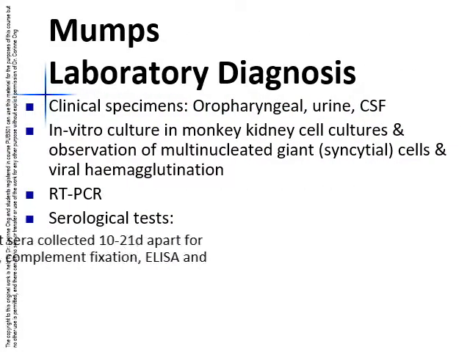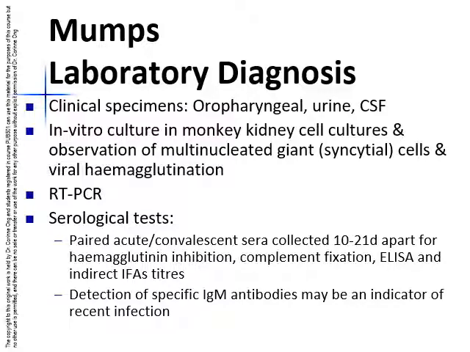Clinical specimens can be oropharyngeal, urine, or cerebrospinal specimens. These specimens are cultured in monkey kidney cell lines that are then observed for multinucleated giant cells and viral hemagglutination. Reverse transcription PCR can also be used, as well as serological tests, such as hemagglutinin inhibition tests or ELISAs, to detect a 4-fold or greater increase in antibody titers between acute and convalescent sera, collected 10 to 21 days apart, as required for one of the case definition criteria. IgM antibodies may also be detected to indicate recent infection.